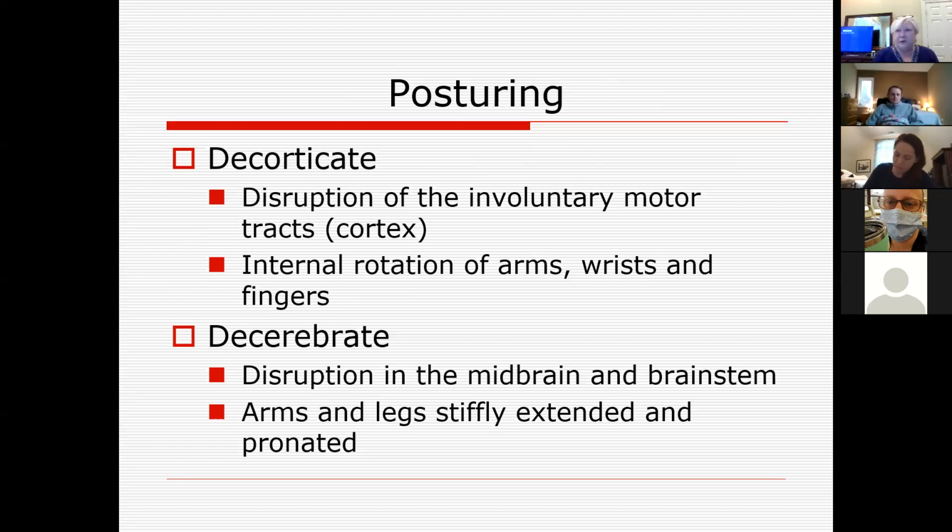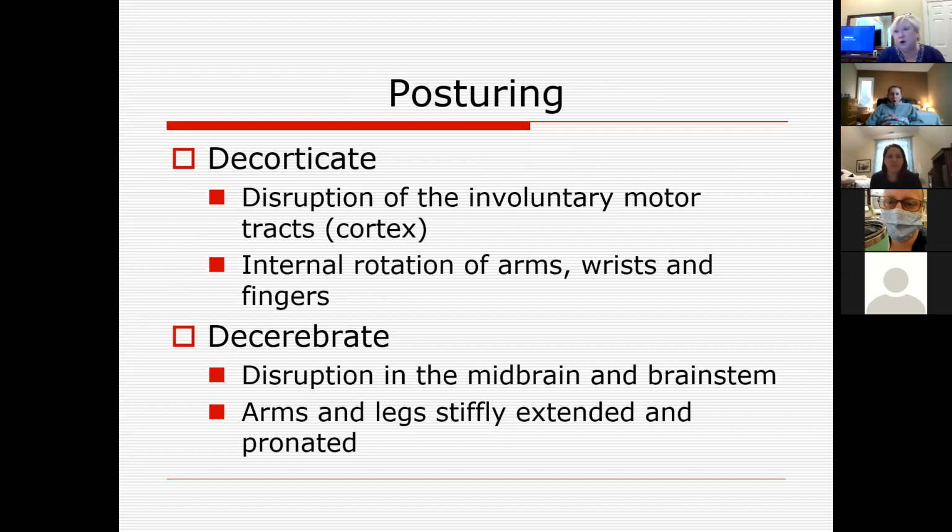decorticate and decerebrate. Now, first of all, these are involuntary. These patients are unresponsive. You don't have posturing unless the patient is unresponsive. Right? And so the cortex of the brain, you get a disruption with the decorticate. And when you have the decorticate, you will see it when you stimulate the patient, like suctioning, sometimes turning, sometimes even talking to them, but usually not. Stimulating is the most common one.